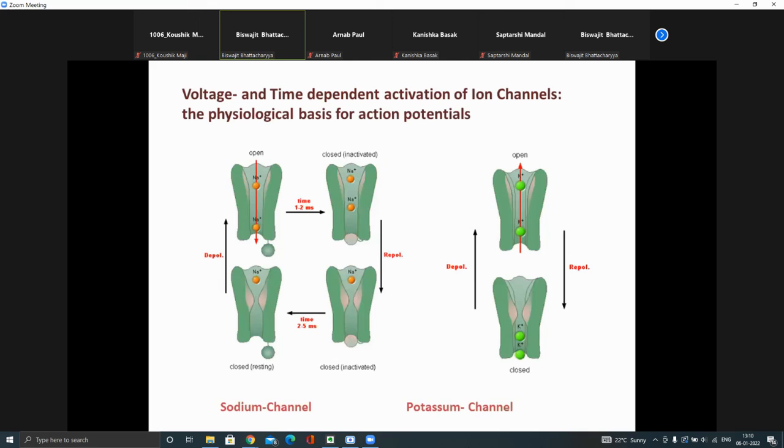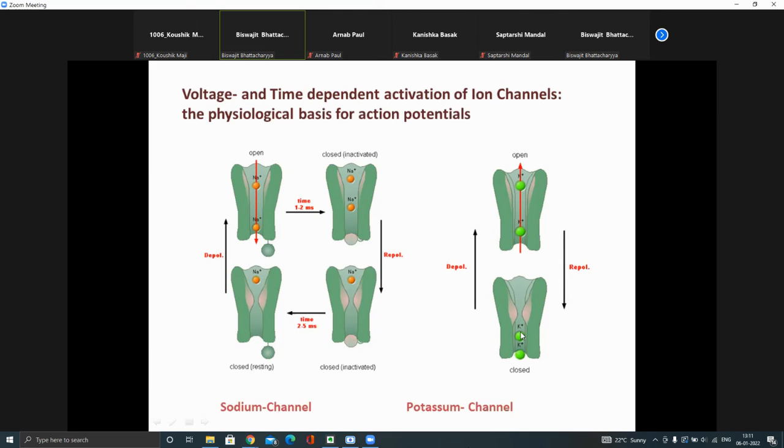Now I want to mention only one thing to conclude. We know there are two states of an ion channel: opening or closing. But there is one more state, especially for the sodium ion channel. For the potassium ion channel, there are only two states, open and closed, as you can see on the right side. That's all. But for the sodium ion channel, there are three states.